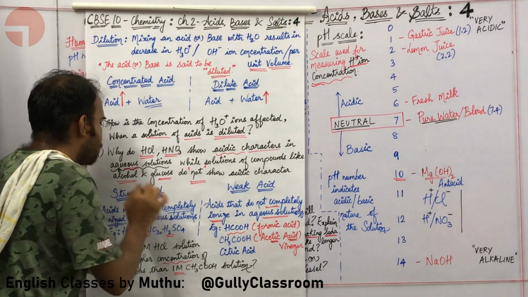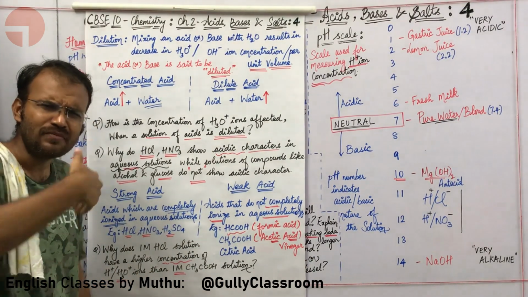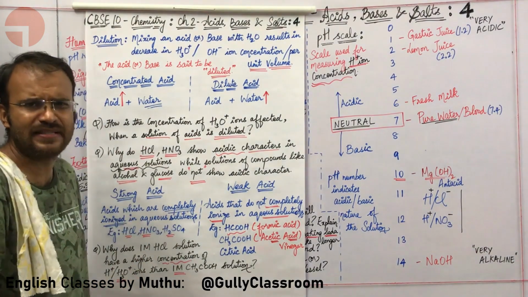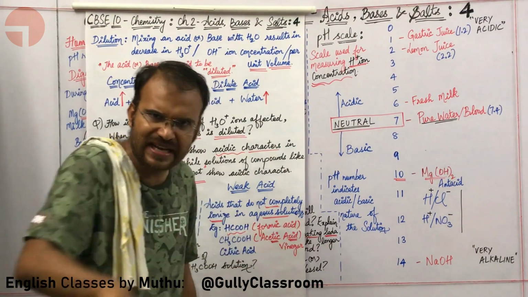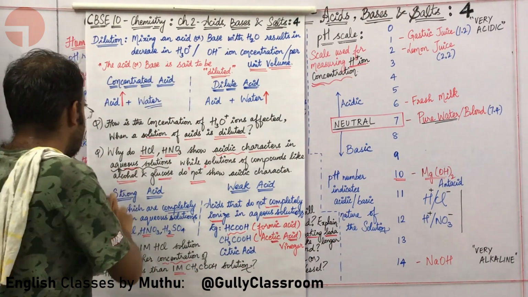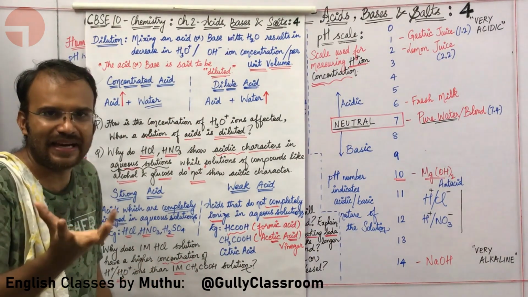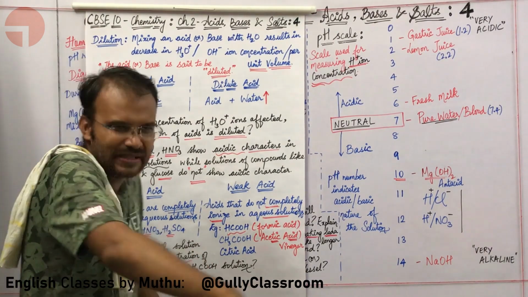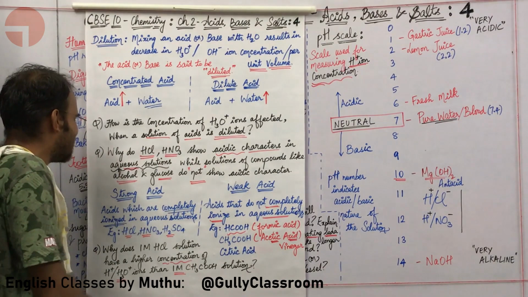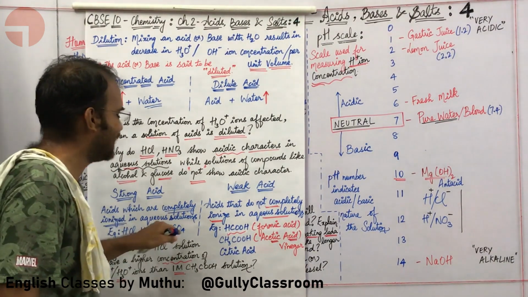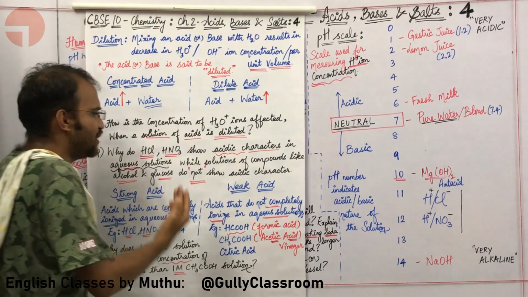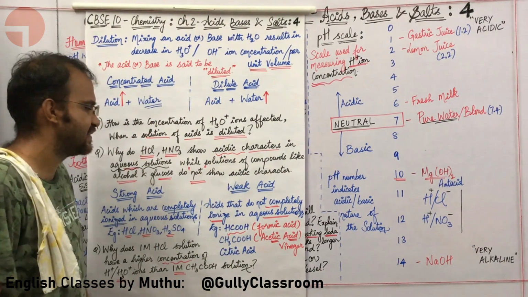A good example for strong acids is hydrochloric acid, nitric acid and sulfuric acid. Most of the mineral acids, in fact all of the mineral acids, are strong acids. Acids that are derived from the minerals obtained from the earth are called mineral acids. Hydrochloric acid, nitric acid and sulfuric acid are mineral acids. They are strong acids. Give some examples for weak acids, sir.